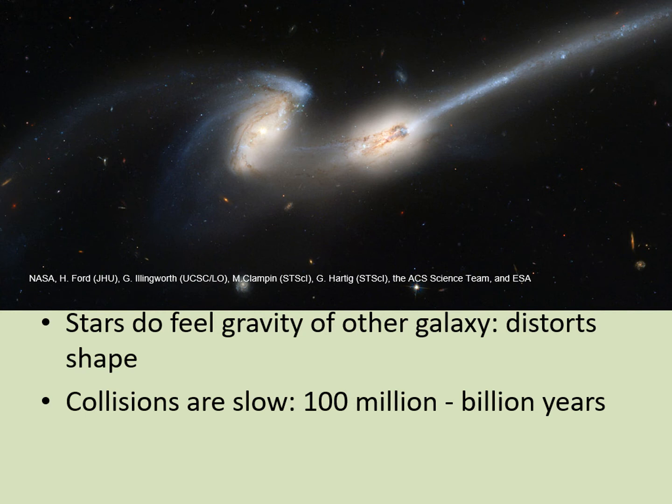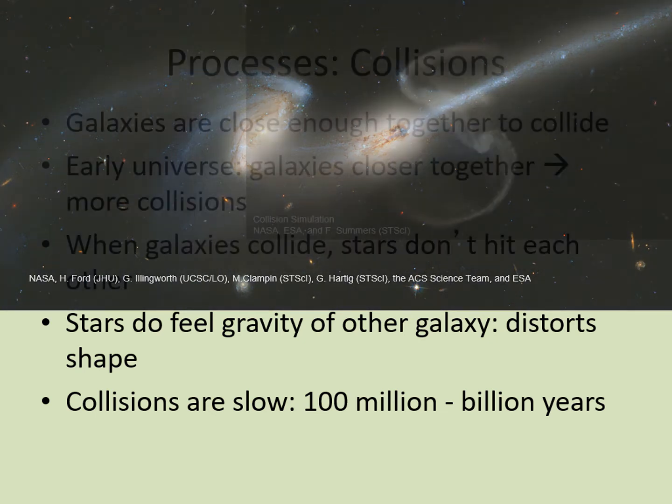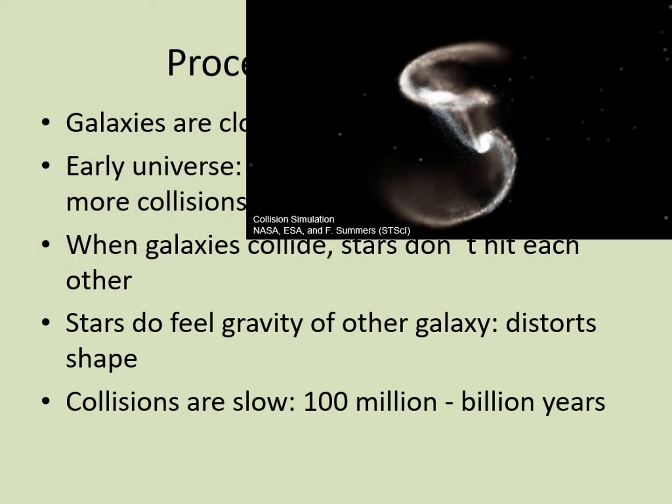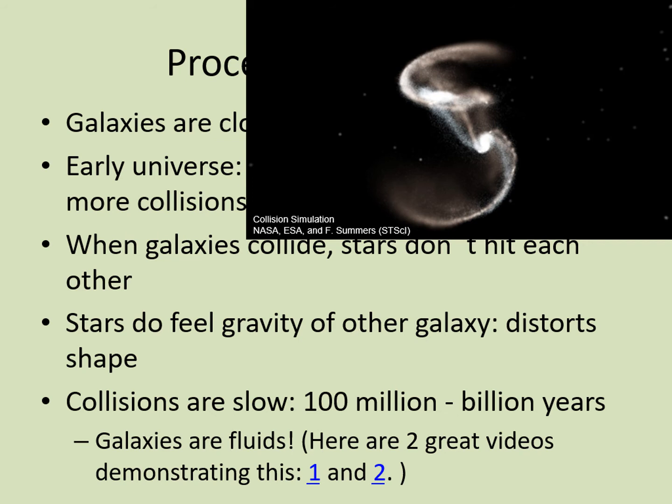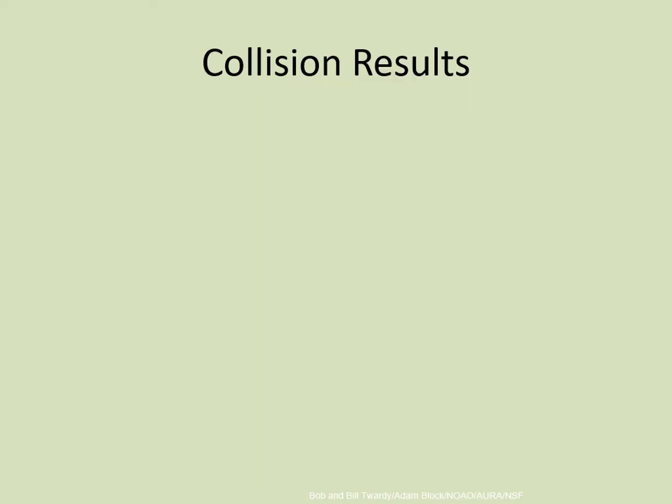They typically take 100 million to a billion years to occur, so we only see a snapshot of a collision in progress. However, when we simulate the physics of galaxy collisions in a computer, it becomes obvious that we should think of a galaxy as being like a fluid, something that flows through space and bends and distorts because of the gravity of its neighbors. The links here lead to a couple of videos that show simulations of galaxy collisions.